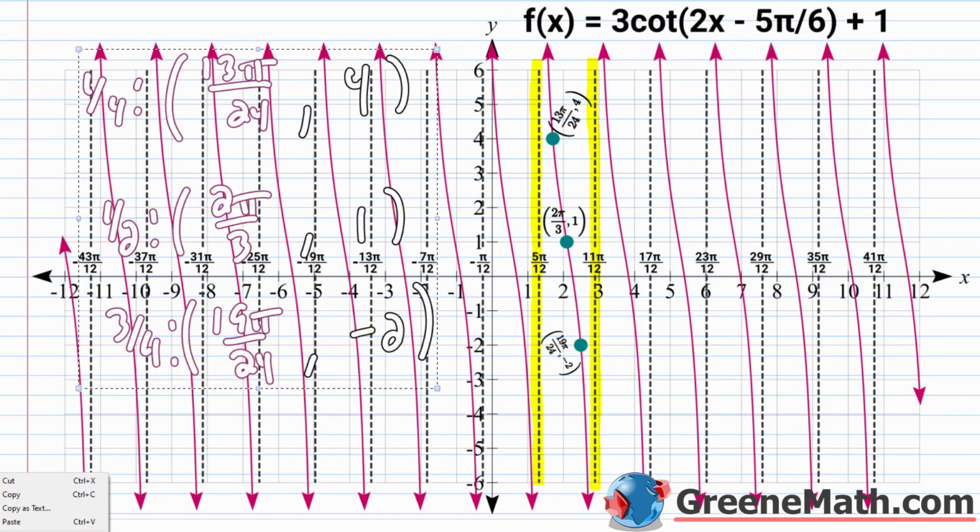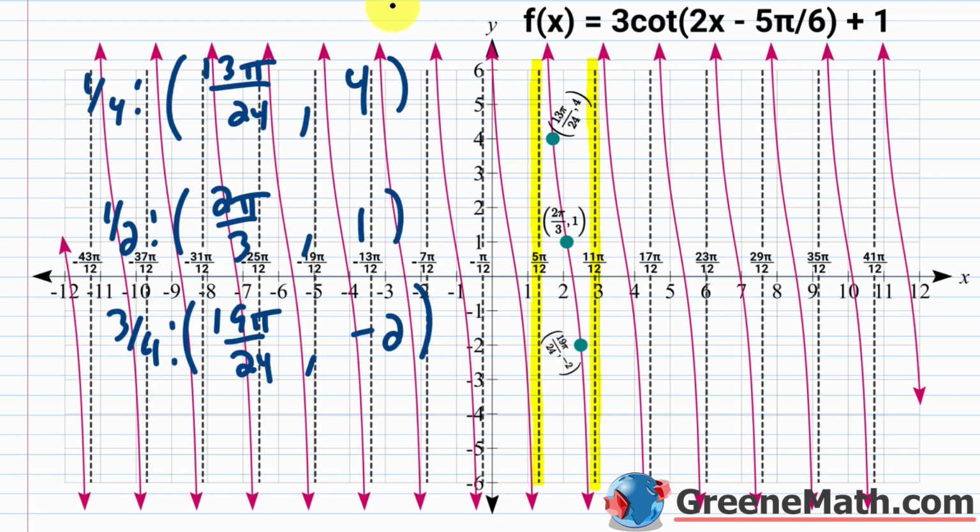So coming down here, this doesn't show up very well. So let me change the color of the ink, and maybe that'll be a little bit better. So this point, again, hard to read this, but this is for the first quarter point. This is 13 pi over 24, comma 4. Halfway, you have 2 pi over 3, comma 1. And then 3/4, you have 19 pi over 24, comma negative 2. Again, you have that link on Desmos if you're having trouble seeing it, or if you want to go to the left or the right by one cycle, those points are already done for you.